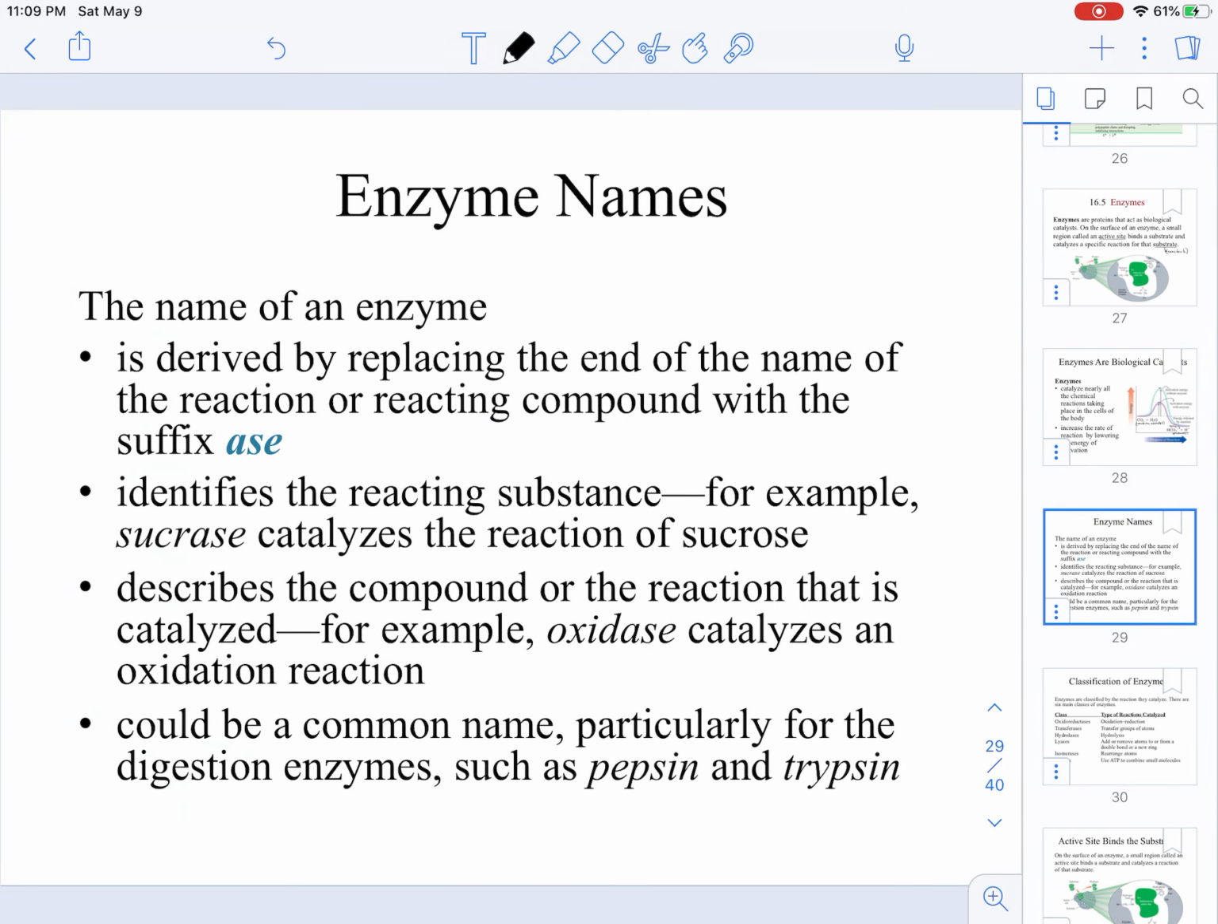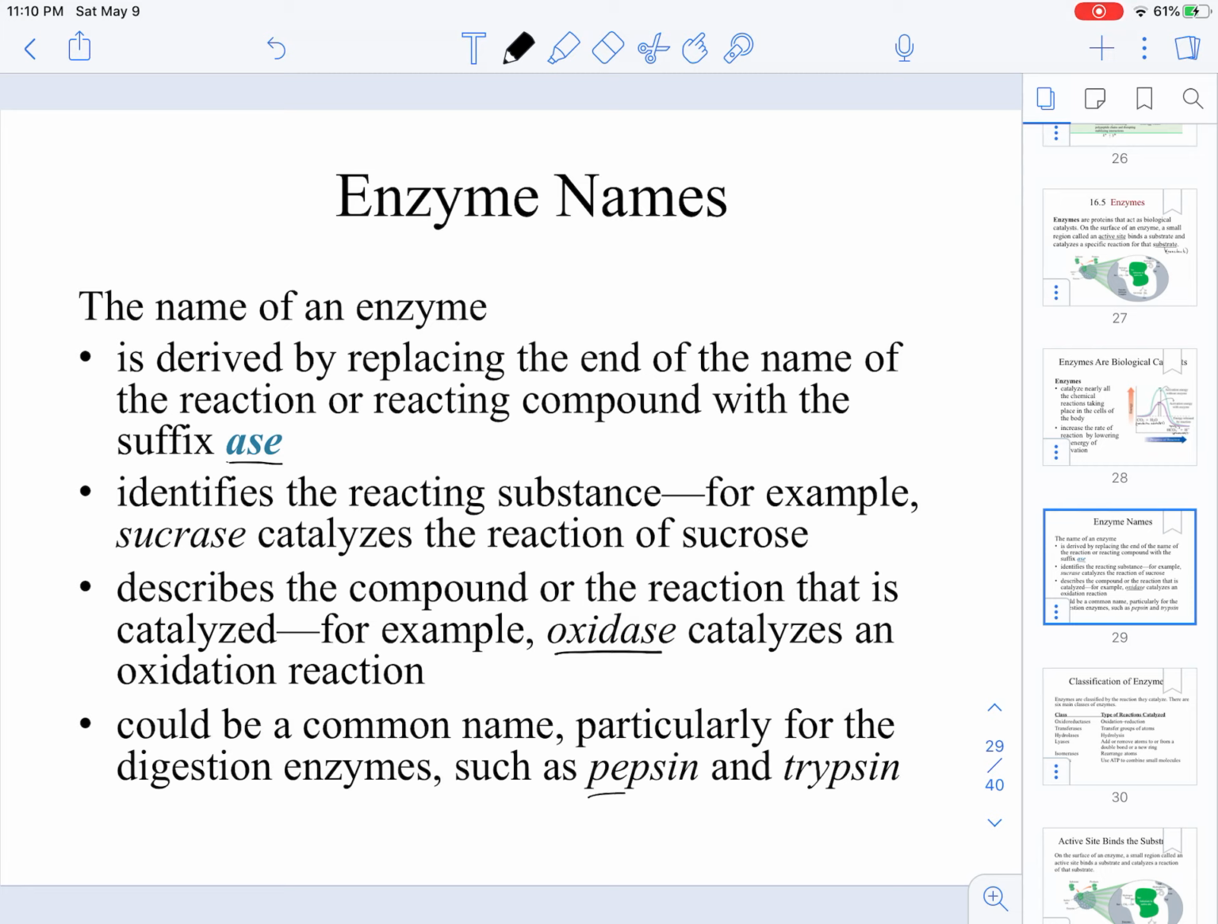When it comes to enzyme names, understand that they are derived by putting ASE as the ending, okay? And usually that ASE ending is added at times to the substrate of a particular enzyme, which tells you that it is an enzyme name. But that is not the only way in which we can derive names for enzymes. Sometimes they can describe specifically the reaction that they catalyze. So for example, oxidases catalyze oxidation reactions. And there are other enzymes that simply have common names.